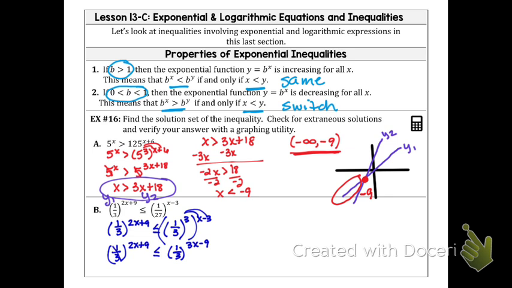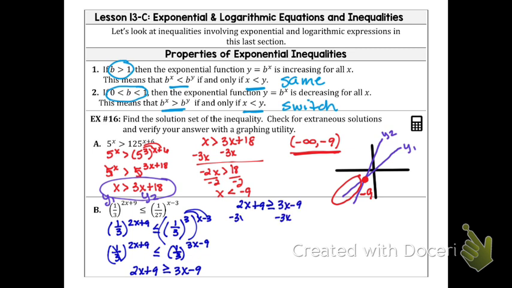And my bases are the same, so I can ignore them. So I have 2x plus 9, but my base is 1/3. My base is between 0 and 1, so I'm going to flip that inequality sign there. And then I have my 3x minus 9. And so that's the inequality that I'm going to solve. So 2x plus 9 is greater than or equal to 3x minus 9.